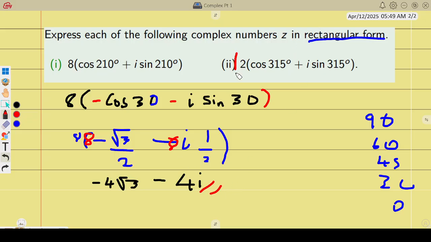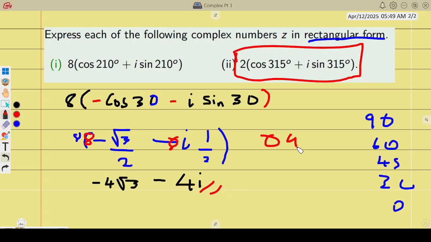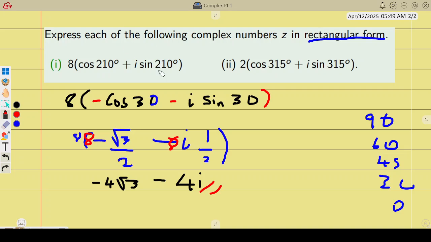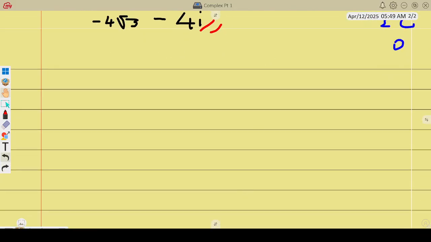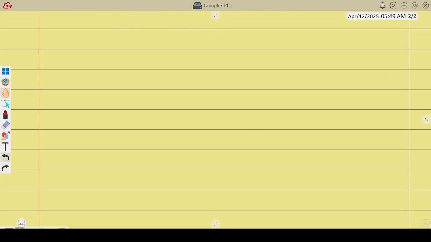So I've shown you, you can try and do this. Show me your work. I know you can do this. So this is how you go about it. Now what do we proceed to? We'll proceed to multiplying and dividing two complex numbers.